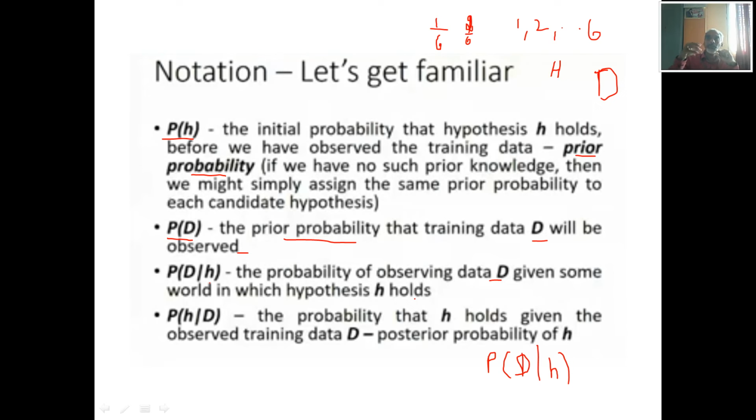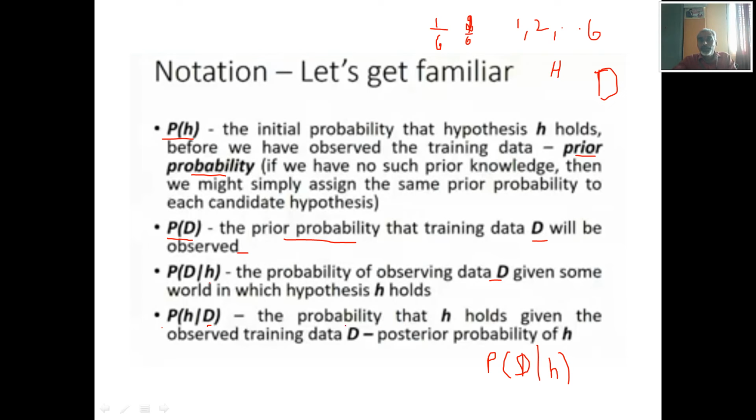Now this particular hypothesis holds good in our set of all hypotheses. Given this hypothesis, you are going to calculate the probability of our observed training data set, which is called the probability of D given hypothesis h. The next term is the probability of hypothesis h given the training data set.